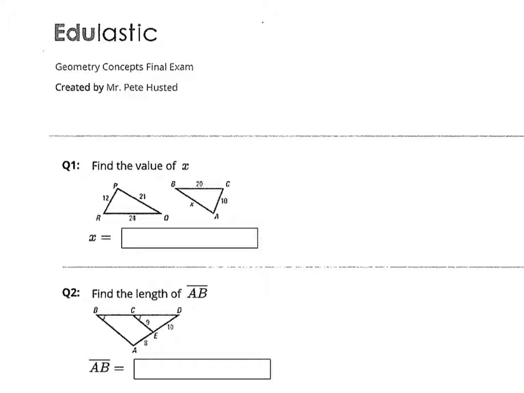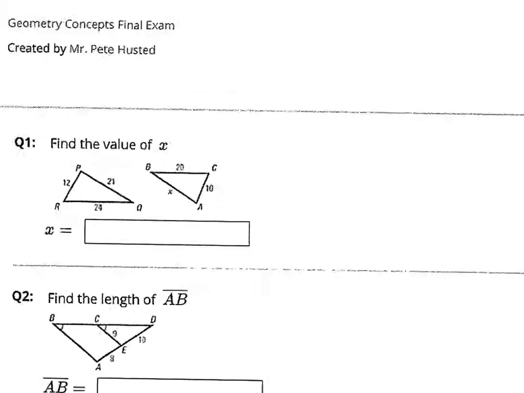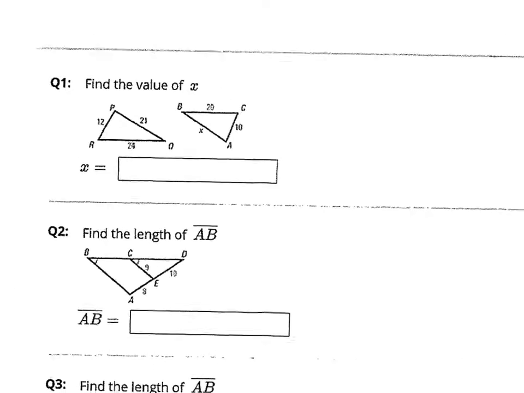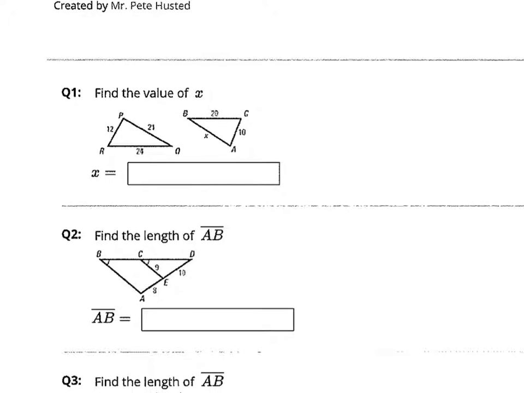Okay, here we go. Let's get started right away with number one. I'm going to kind of help you out through all these. You're going to set up a proportion: x over 21 is equal to 10 over 12. Cross multiply and solve.